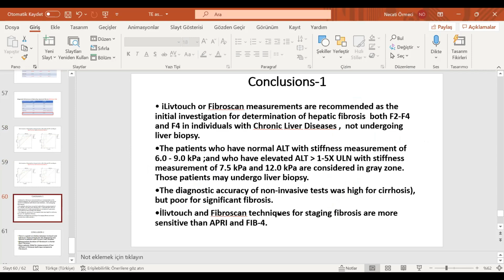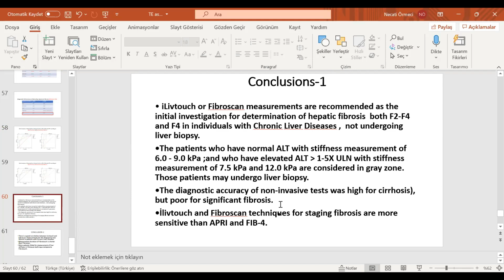Ladies and gentlemen, as a conclusion, FibroTouch and FibroScan measurements are recommended as the initial investigation for determination of hepatic fibrosis, both F2 and F4, in individuals with chronic liver disease not undergoing liver biopsy. Patients who have normal ALT with stiffness measurement of 6 to 9 kilopascal, and who have elevated ALT more than 1 to 5 times the upper limit of normal with stiffness measurement of 7.5 to 12 kilopascal, are considered in the gray zone. Those patients may undergo liver biopsy.